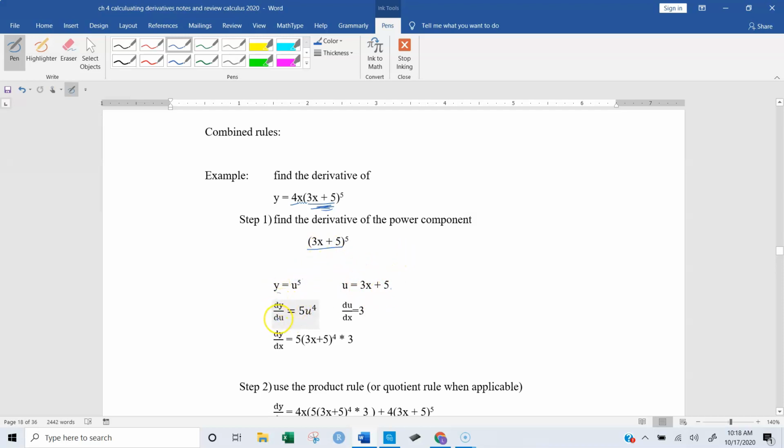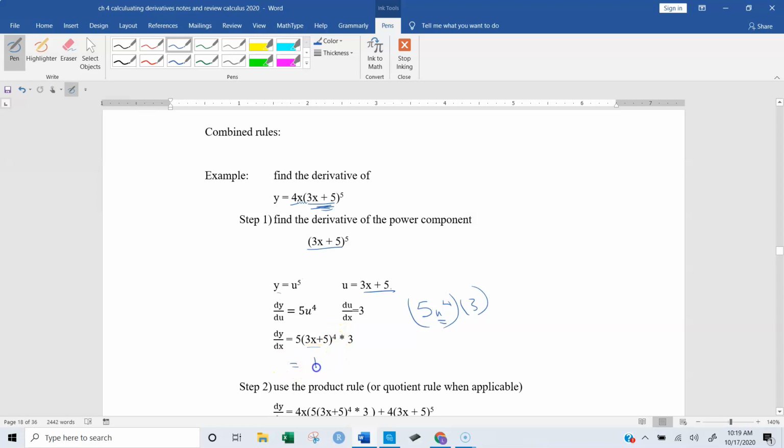So the derivative of y with respect to u, remember step 2, is 5u to the 4th. Derivative of u is 3. Okay, now we multiply these together. So that we're really doing 5u to the 4th times 3. Then I have to replace the u with its original, which is 3x plus 5 to the 4th.